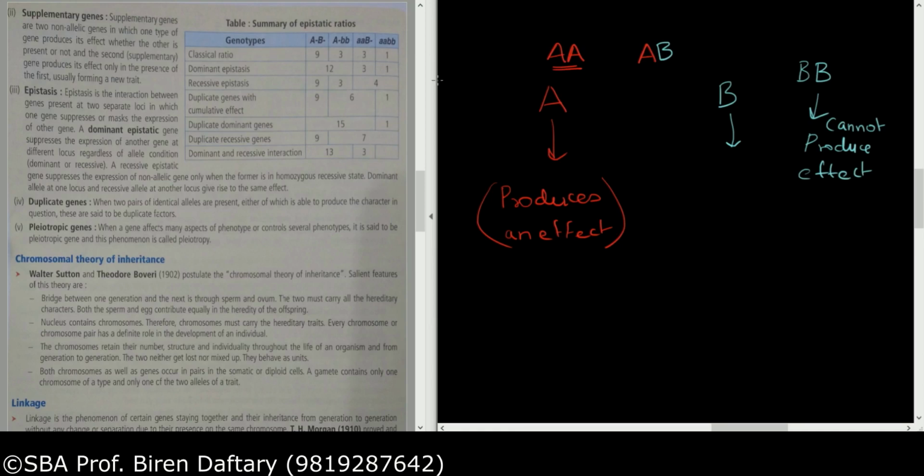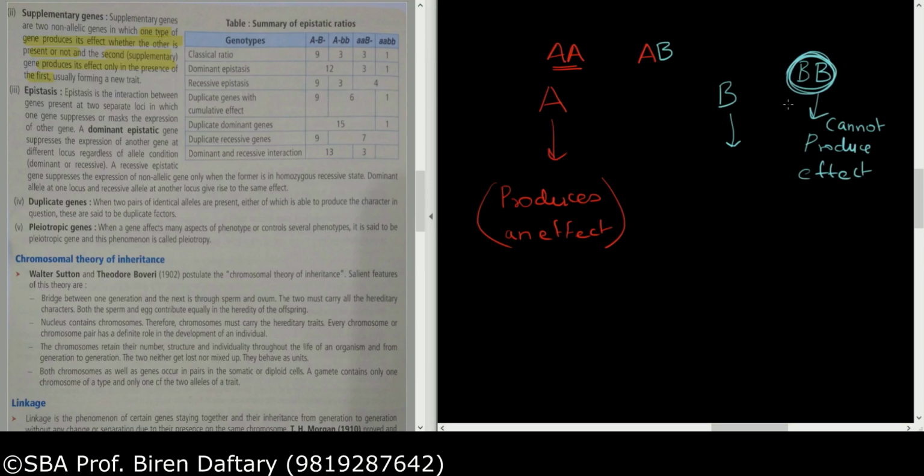Now let us read what is given in the book. These are non-allelic genes in which one type of gene produces its effect whether the other is present or not. So capital A is producing effect whether the other is present or not. And the second gene, which is supplementary, produces its effect only in the presence of the first. So this B gene over here is the supplementary gene.